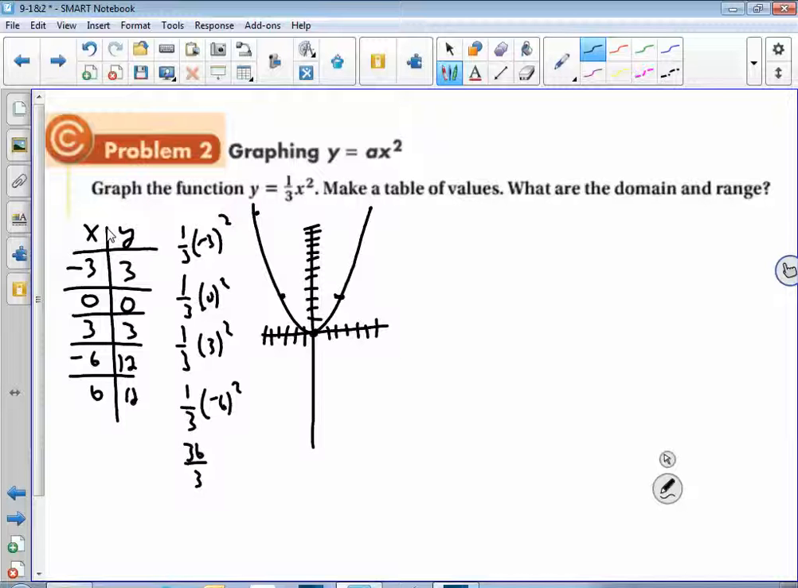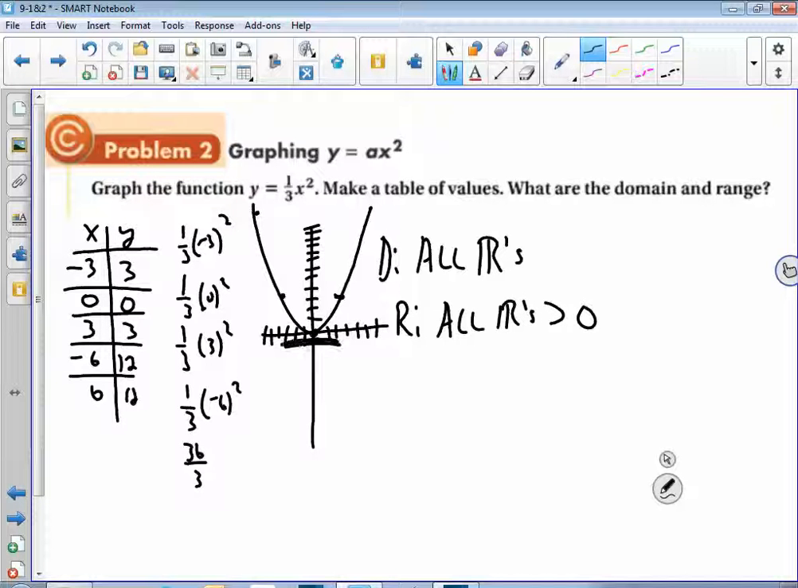And then it asks for the domain and range. The domain is all reals because I can put anything I want in it. I can plug in positives, I can plug in negatives. That's my domain. My range is all reals greater than or equal to 0, which means I'm never going to go below this point right here, so I'm always above the x-axis, if that makes sense.